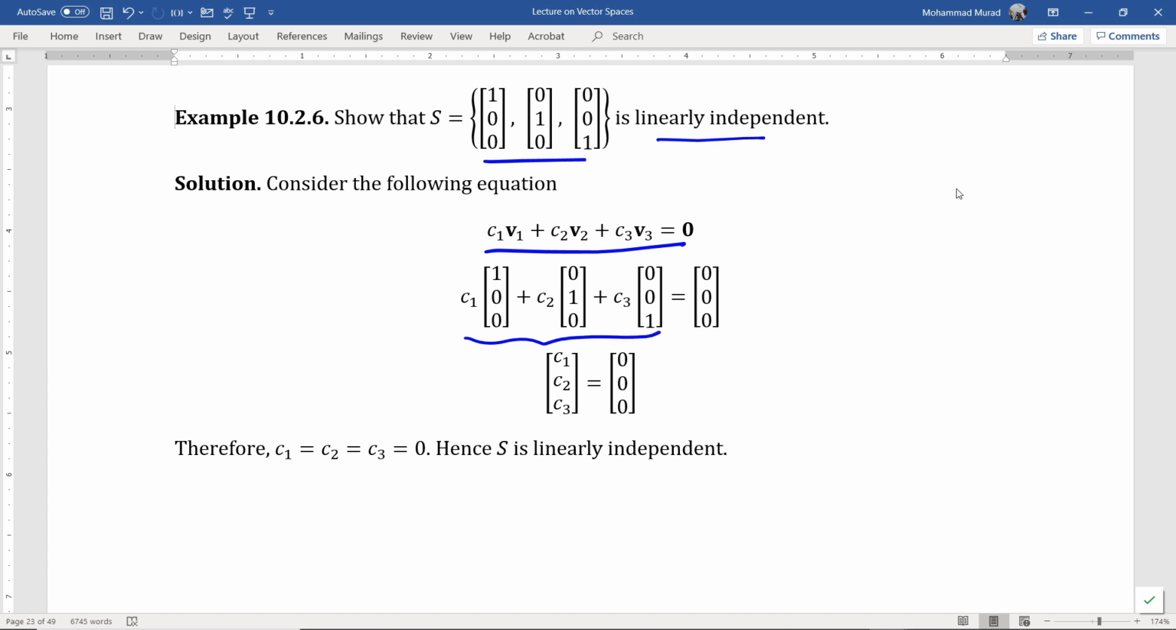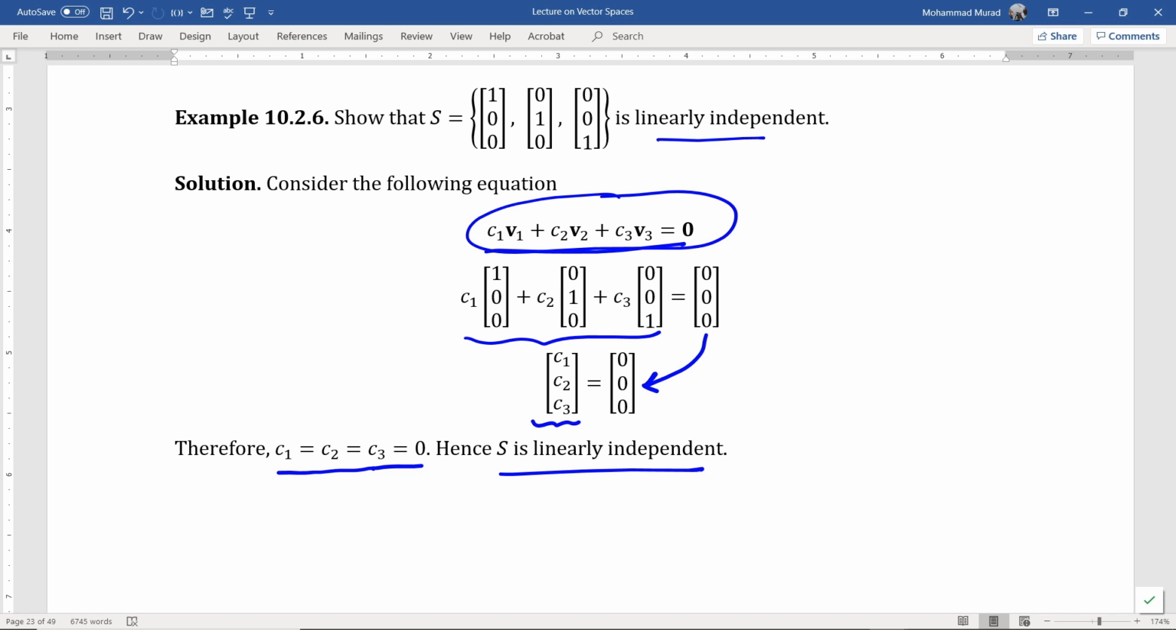The left-hand side of this equation is simply this column vector, and the right-hand side remains the same. Now, we see that this equation is true if C sub 1 equals C sub 2 equals C sub 3 equals 0. So we see that this equation has only the trivial solution. Hence, the set S is linearly independent. In other words, no vector in this set is a linear combination of the other two vectors in the same set.